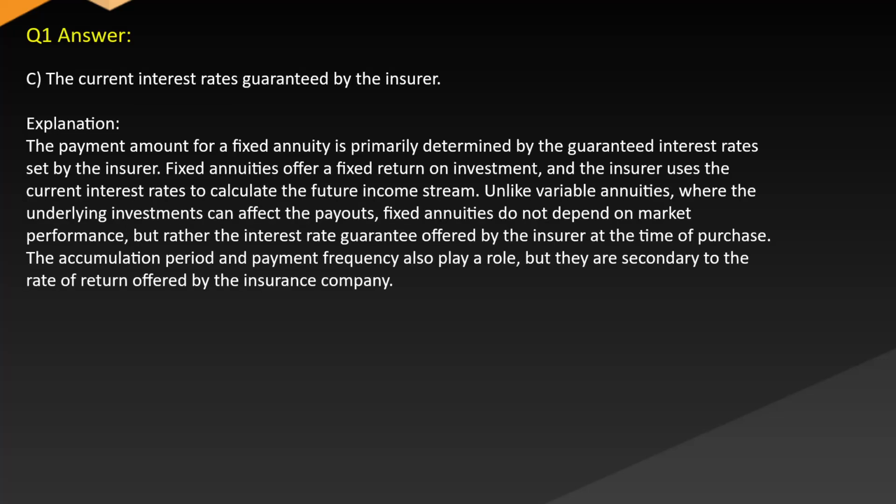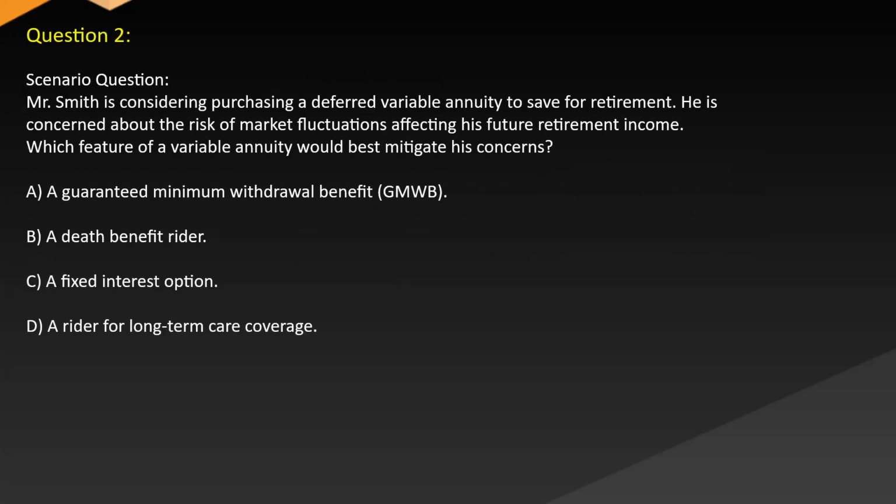Answer: C. The current interest rates guaranteed by the insurer. Explanation: the payment amount for a fixed annuity is primarily determined by the guaranteed interest rate set by the insurer. Fixed annuities offer a fixed return on investment, and the insurer uses the current interest rates to calculate the future income stream. Unlike variable annuities, where the underlying investments can affect the payouts, fixed annuities do not depend on market performance, but rather the interest rate guarantee offered by the insurer at the time of purchase. The accumulation period and payment frequency also play a role, but they are secondary to the rate of return offered by the insurance company.